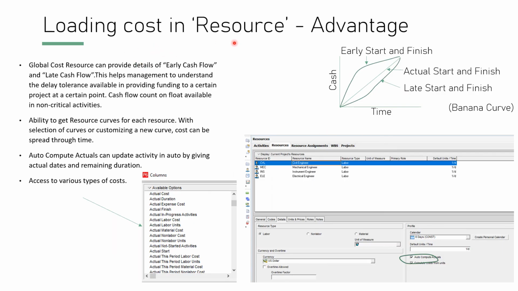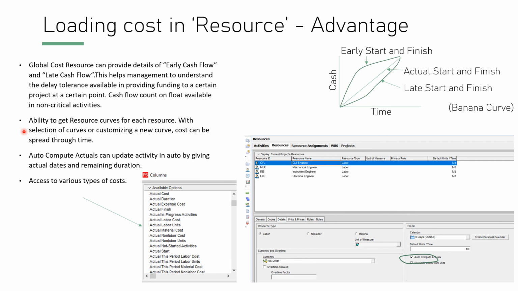Loading cost and resource advantage. Global cost resource can provide details of early cash flow and late cash flow. This helps management to understand the delay tolerance available in providing funding to a certain project at a certain point. So on the loading cost and resource, the advantage is that we'll be able to get the early start and the late start, and when we know the early start and late start, we'll be able to get the tolerance that is available, and based on that we can look into what is the float available for each and every activity and how to manage it.